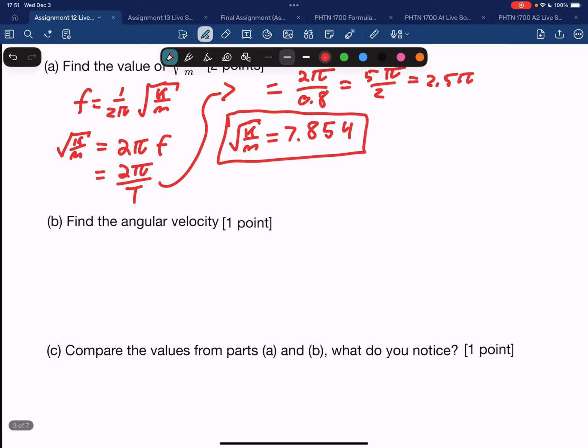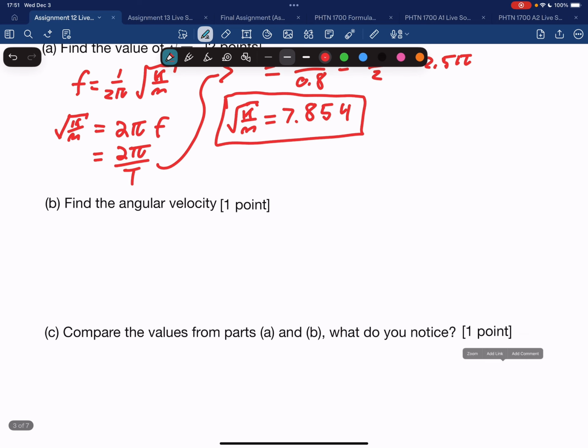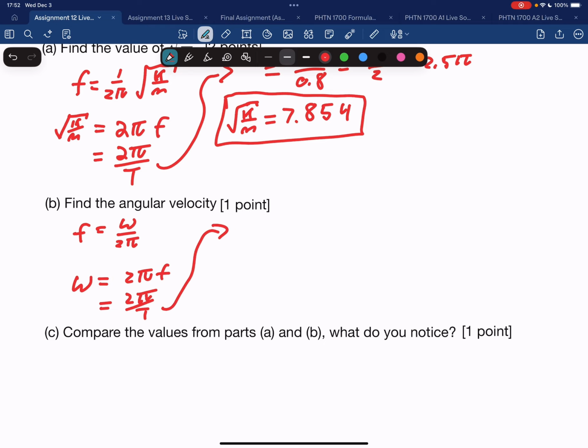For B, find the angular velocity. So here I'm going to be using the formula frequency equals omega over 2 pi. And then to find angular velocity, that's going to be omega equals 2 pi times the frequency, which is also 2 pi over the period, which gives us 2 pi over 0.8. And plugging that in, we get 7.854 again.